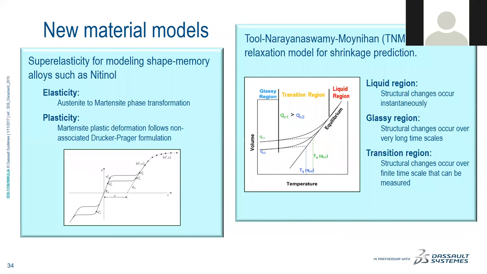Another one is the TNM. For those who don't know, this is used to predict the structural relaxation in glassy polymers. It can be used for shrinkage prediction. It is usually characterized in three regions: a liquid phase, which is a continuous phase, then this transition region, and then the glassy region, where changes occur over a long time scale. Those two new materials were based on customers requesting them to be added to Abaqus.